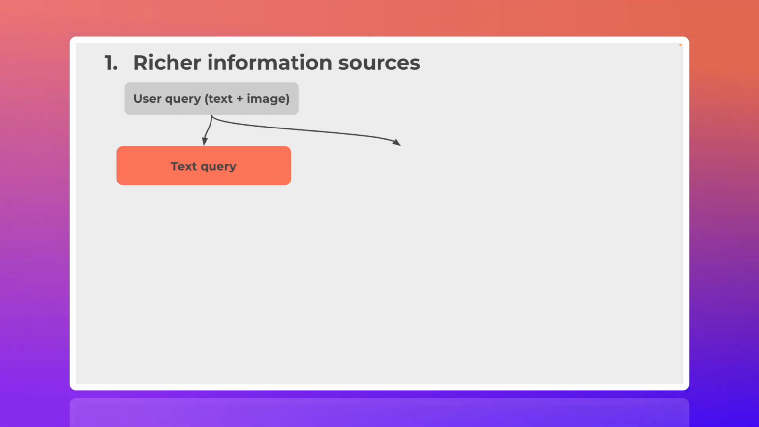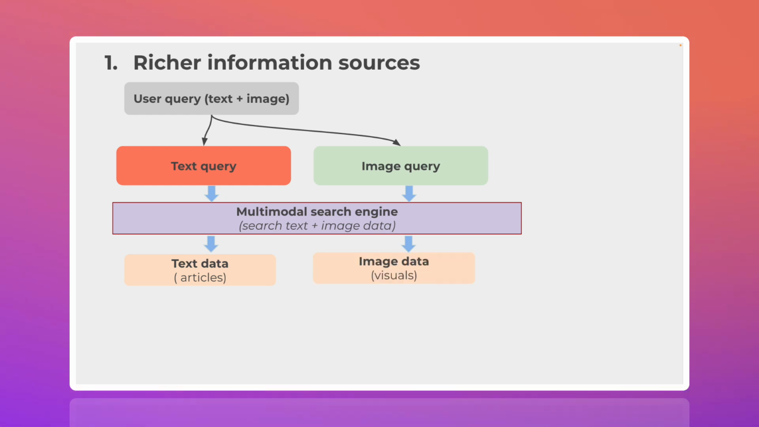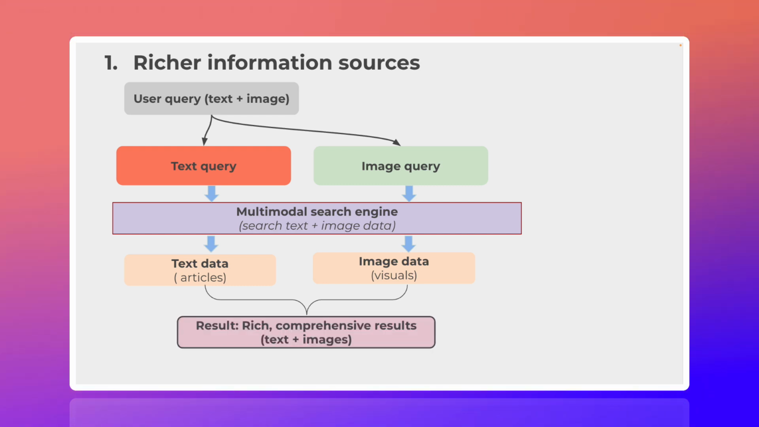When a user comes in and passes text and/or image, in this case, the process starts happening. We have this text query that's passed along, as well as the image query. All of that, as we saw before, is put into this multimodal search engine. We search text plus the image data. The results are text data, which would be articles, and image data, which is the visuals in this case. All of that is combined to get rich, comprehensive results, because we have text plus images. So this is the richer information sources.